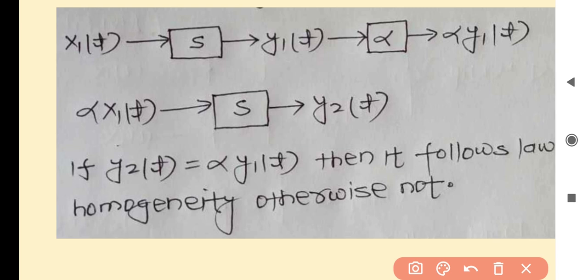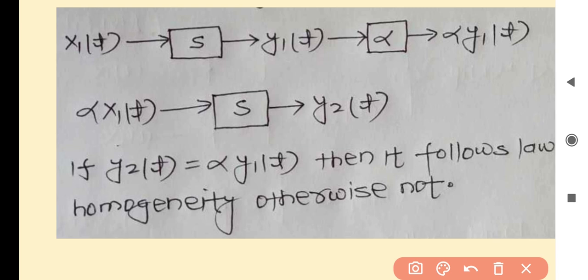Then I will replace the input x(t) by alpha times x(t), and if both the equations are the same, then I will state that the given system is homogeneous also. And if the system follows these two laws, then we will write it as the system is a linear system. Otherwise it is a non-linear system.